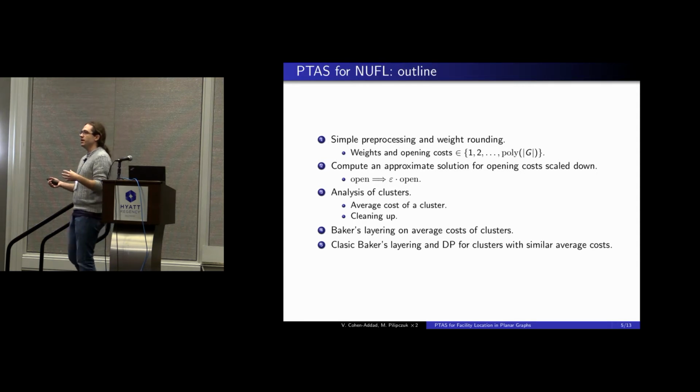And the main initial trick is to look at an approximate solution, but not for the original instance. Let's pretend for a while that all the facilities are cheap, that all the facilities get opening costs scaled by epsilon. So they're super cheap. So in this approximate solution we are going to open many more facilities than the optimal solution is going to open.